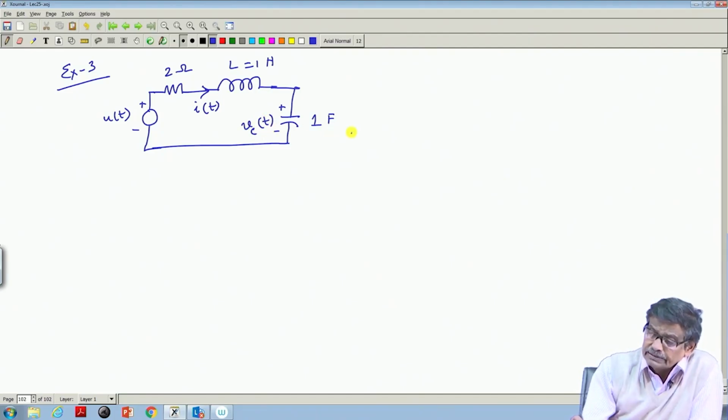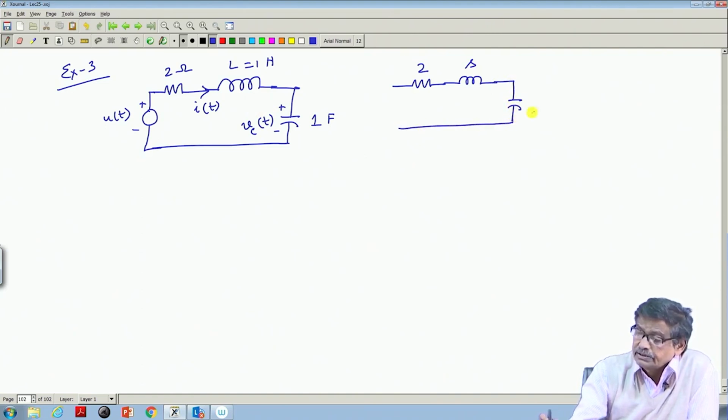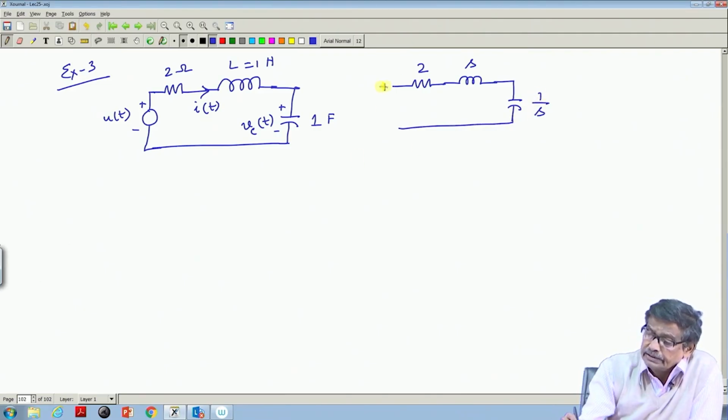So, in this case the transform diagram in S domain will be: this is 2, this is SL, S into 1, S, and this is 1 by CS, that is how much? 1 by S only. And this is your U(s), which is equal to 1 over S, because I am applying a unit step.